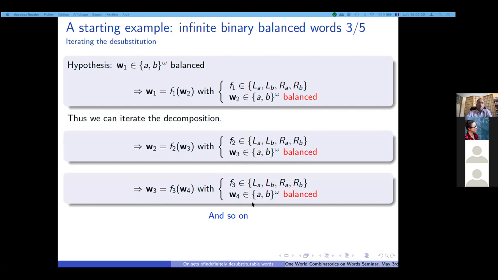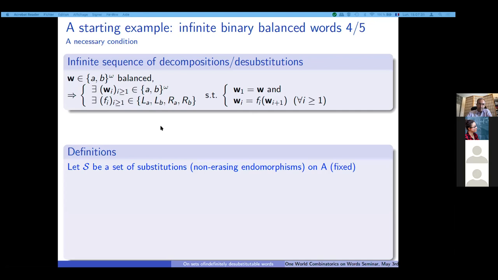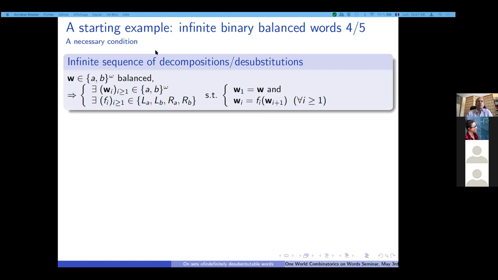So we can find an infinite set of right-infinite words Wi over the binary alphabet {a, b}, such that at each step, the word Wi is the image of Wi+1 by the morphism Fi, which is one of the four morphisms I've introduced. And of course, the first word of the decomposition is the word W considered as the starting point. So here is the kind of characterization I want to have. I want to show that W is balanced if and only if we have this kind of infinite desubstitution.